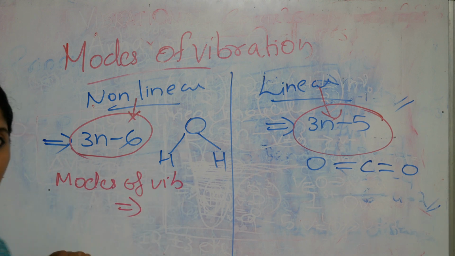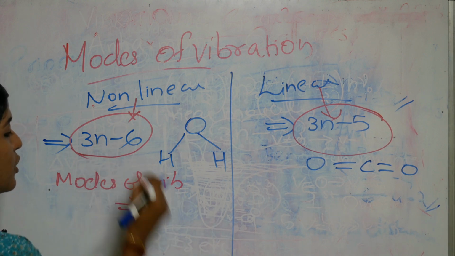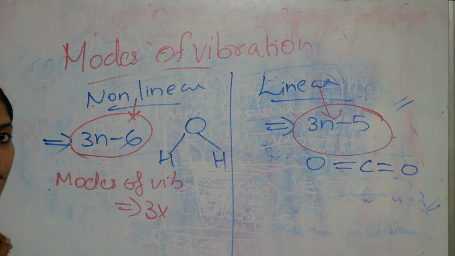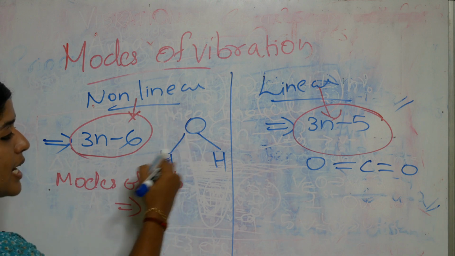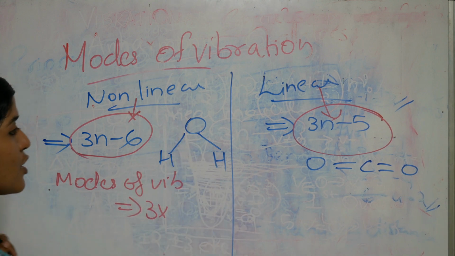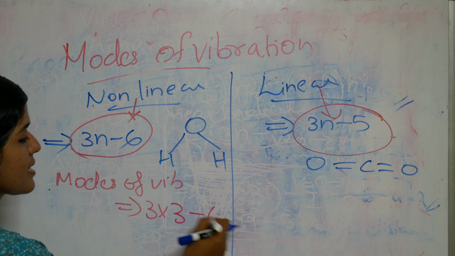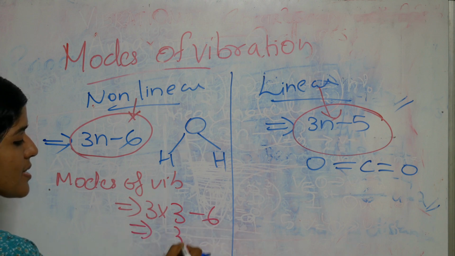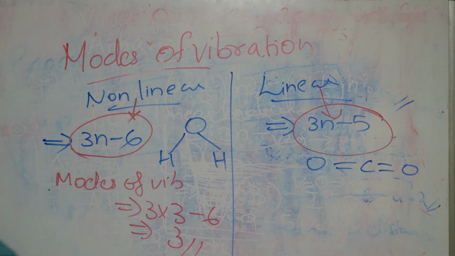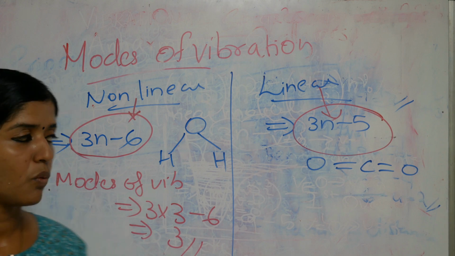How many modes of vibration do we have? So 3 into n, where n is the number of atoms in the molecule. How many atoms are there? 3 atoms are there, right? So 3 into 3 minus 6. 3 into 3 will be 9, and 9 minus 6 is 3. So you have 3 modes of vibration in the case of water.